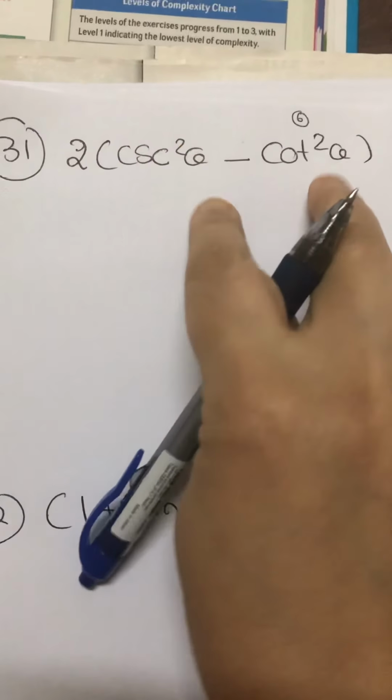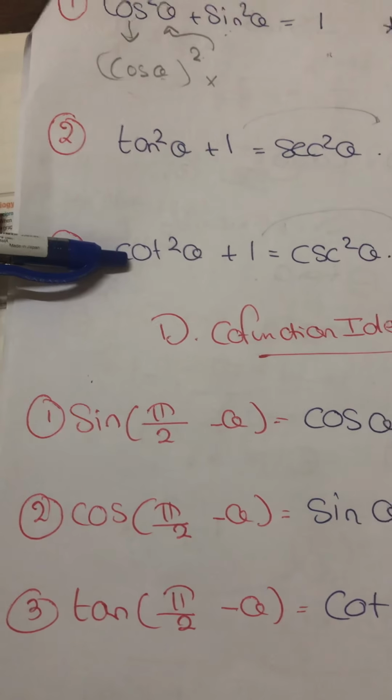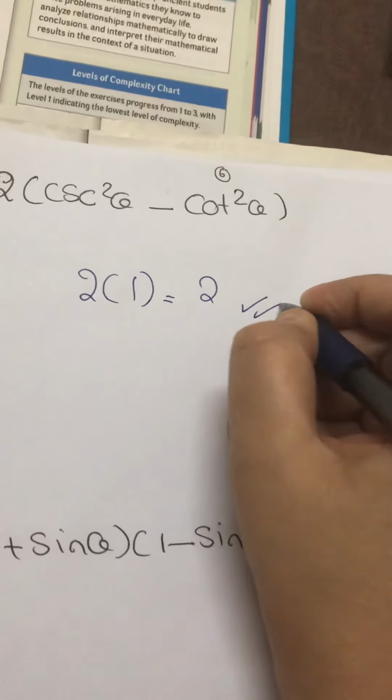Question 31. Okay, I can feel I can use some Pythagorean identity over here, which is this one, the third one: cosec squared minus cotan squared is equal to 1. So the answer is 2 times 1, which is 2. Here I'm done.